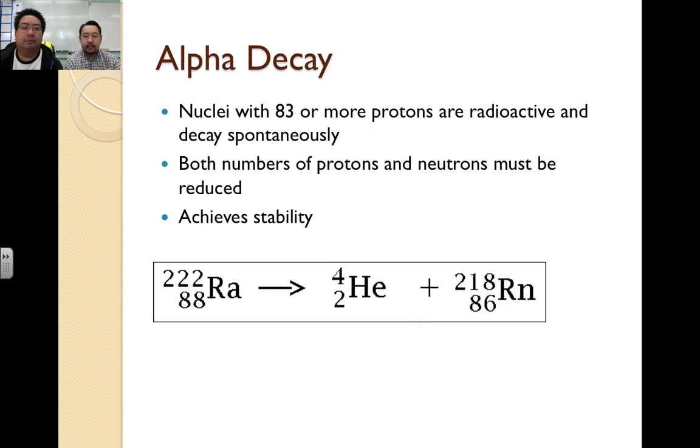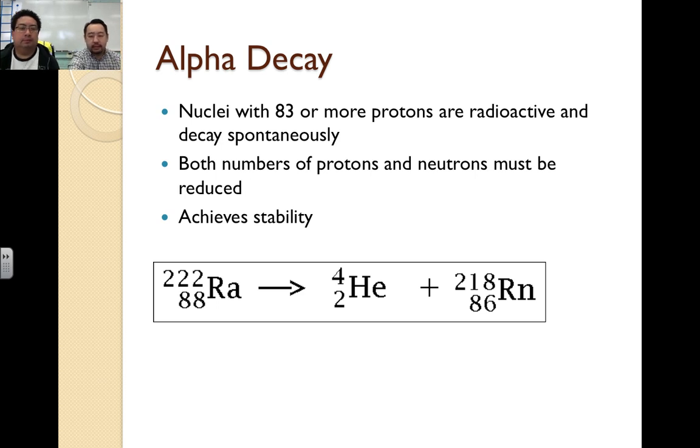Okay, so with alpha decay, same concept, except it's a different particle that's being emitted. This usually occurs with nuclei that have more than 83 protons, or beyond element 83. Here we have a change in both protons and neutrons. Both of them need to be reduced in this kind of decay to achieve stability.